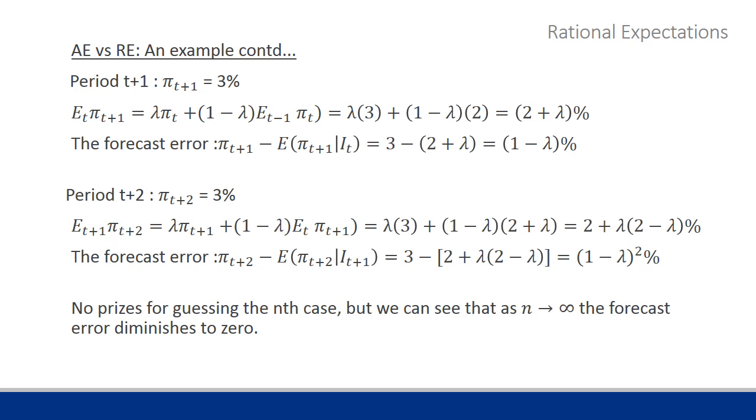The forecast error then is the actual pi t plus 2 minus the expectation of pi t plus 2. So it's 3 minus this term here, which is our expectation of pi t plus 2. We simplify this, we get 1 minus lambda squared percent. So after one period it was 1, after 2 periods it was 1 minus lambda percent, and after 3 periods 1 minus lambda squared percent. No prizes for guessing the nth case, which is 1 minus lambda to the n percent. So the forecast error is getting smaller, but is not eliminated.